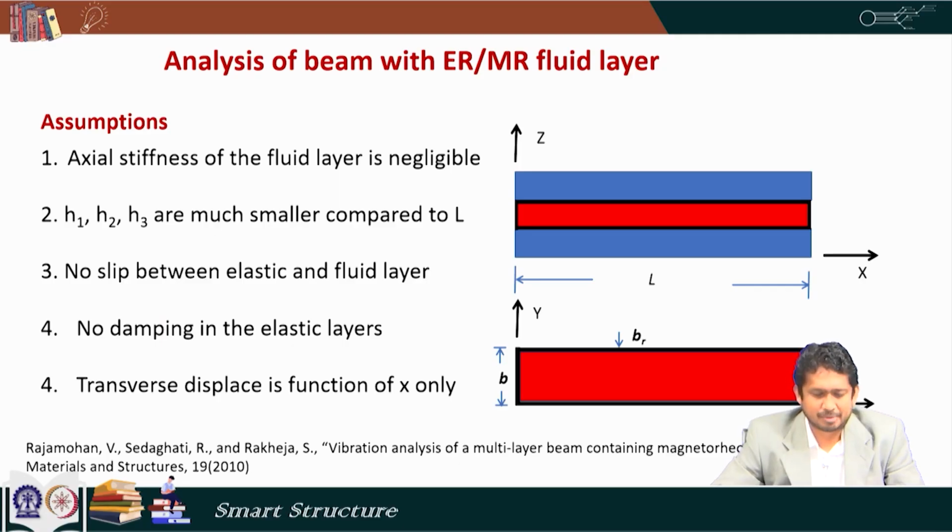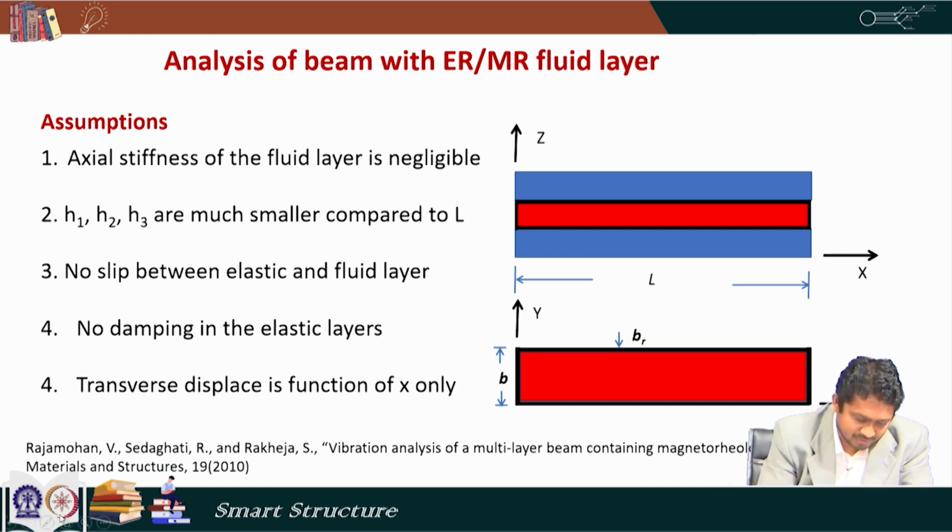Today we will talk about analysis of beam with ER and MR fluid layer. Now, so far whatever we have discussed on the ER and MR fluids, they are different flow mode analysis. Those can be found in the book by Chopra and Sirohi, that is our textbook, and also the paper that we have referred to. For this discussion, where we are analyzing a beam with ER and MR fluid, we would refer to this paper, that is referred here.